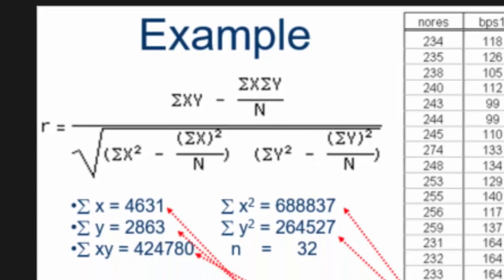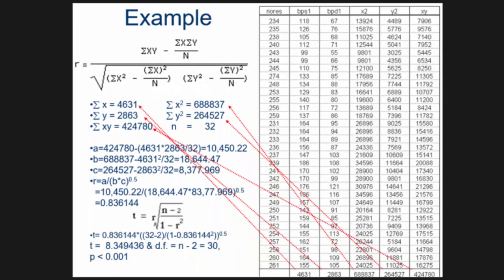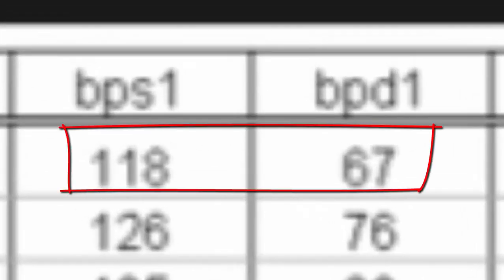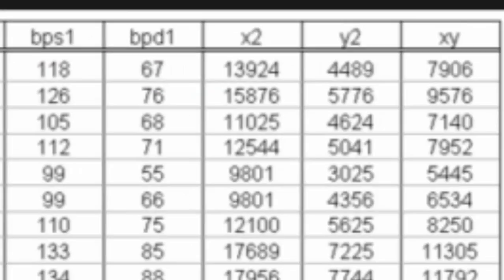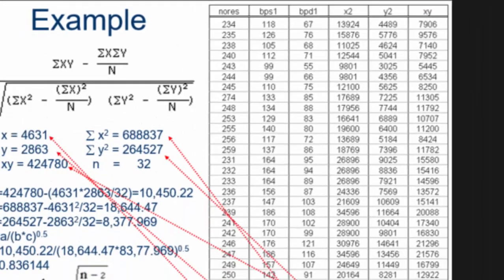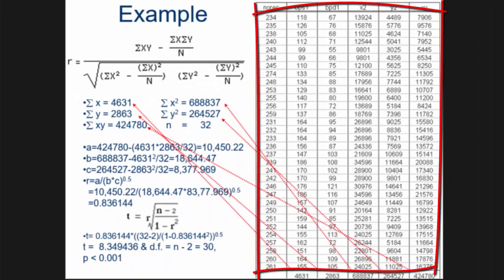Okay, so remember that. So what you need to do, in this scenario, they are trying to show that there is a correlation between your systolic pressure and the diastolic pressure. So here you have the systolic pressure, 118, diastolic pressure of 67. Okay, so this is x, this is y. So this is x when you square it, this is y when you square it. And this is x times y. Okay, so based on that, you have to do for all.